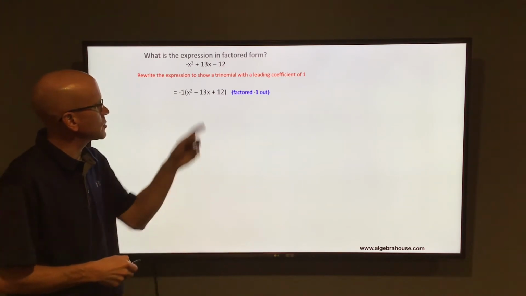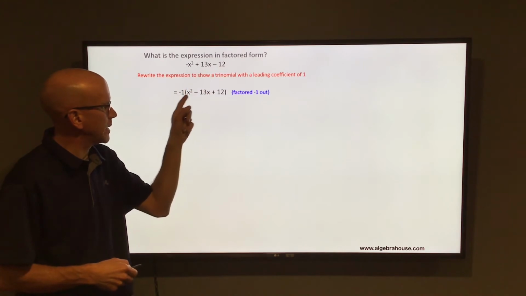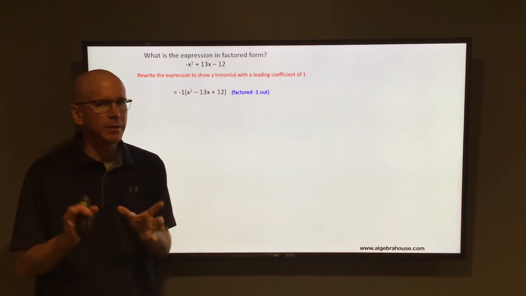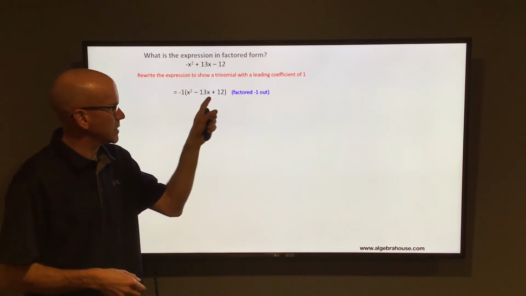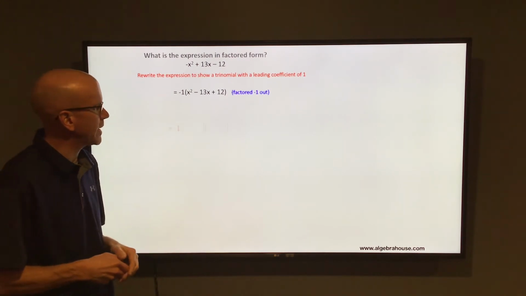So if you divide each term by negative 1, negative x squared divided by negative 1 is x squared. 13x divided by negative 1 is negative 13x. And negative 12 divided by negative 1 is 12. Really, you're just changing all the signs. So if you factor negative 1 out, you have x squared minus 13x plus 12 in the parentheses. Now that still may factor, so we'll try to factor that.